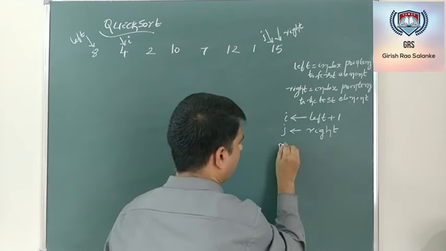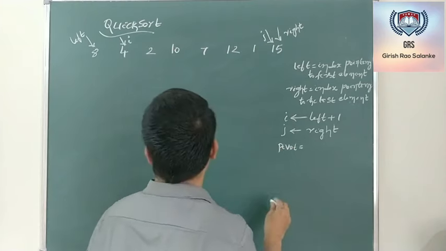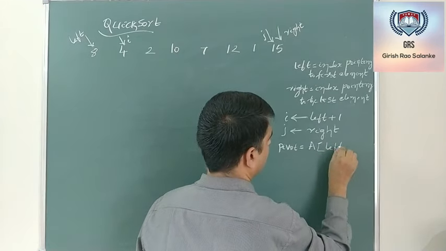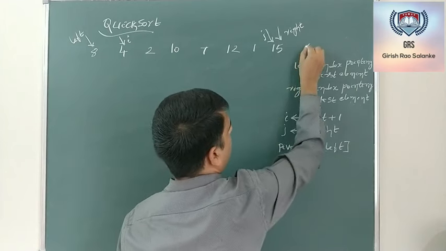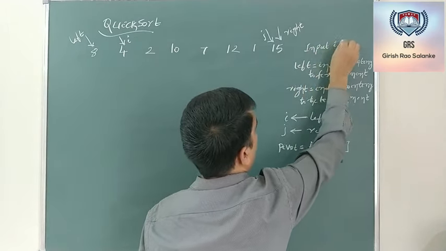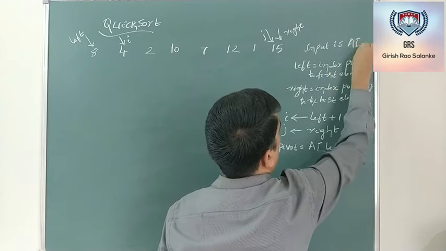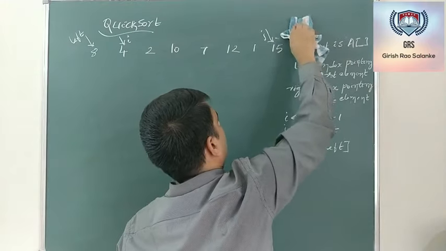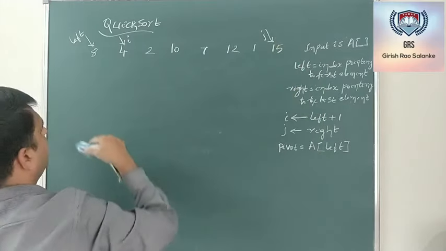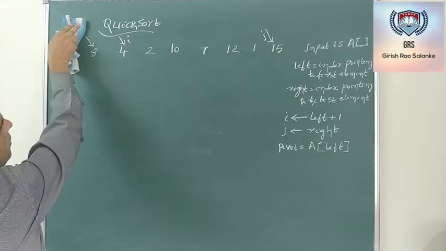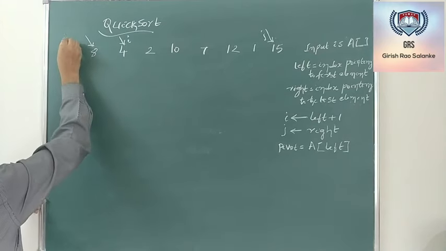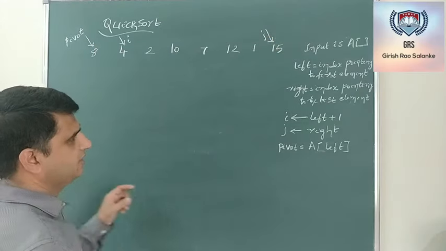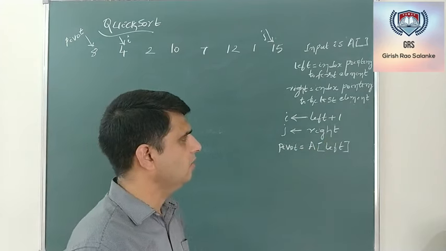And as I told earlier, let me take the pivot element as the first element. Pivot is A of left. I'll assume that the input is array A. So these are my inputs or my assumptions. Let me assume that left and right are the indexes pointing to the first and the last element, and I is the index pointing to the second element, and j is the index pointing to the last. Hence, I is equal to left plus 1 and j is equal to right.